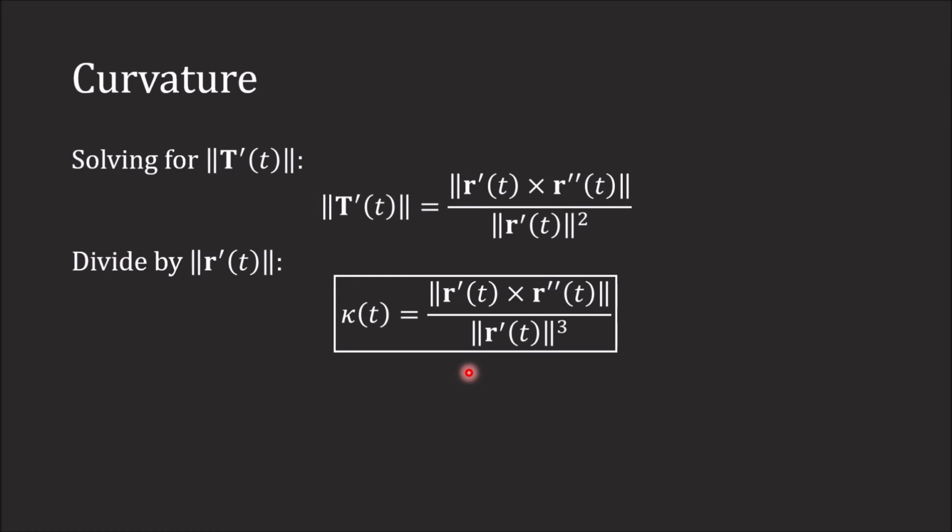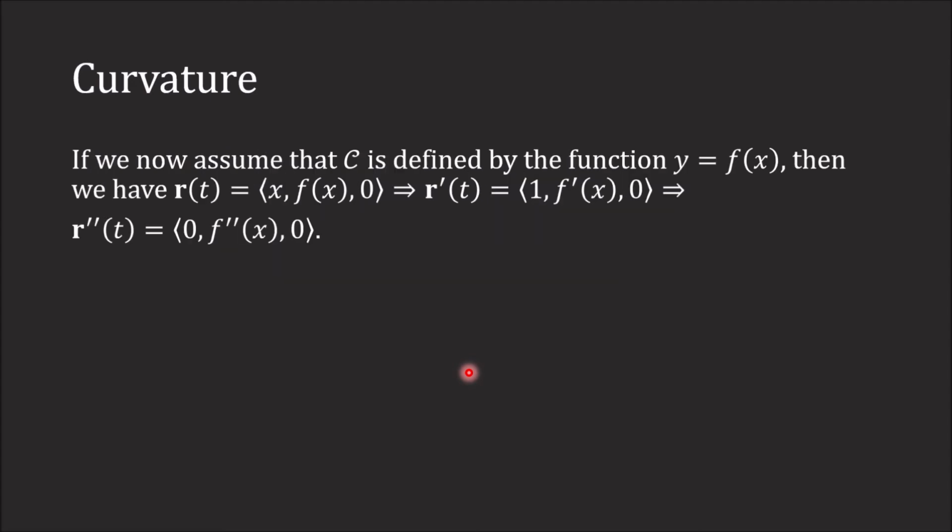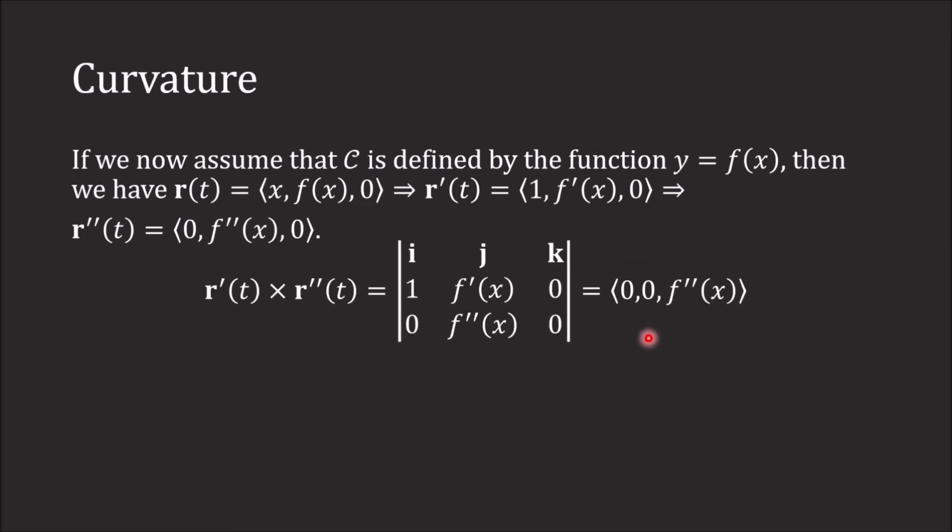Now what if we're given a curve that is not defined parametrically? That is, it is in the form of y equals f of x. Well, in that case, we can write it parametrically as x, f of x, 0. So r prime would be 1, f prime, 0. And r double prime would be 0, f double prime, 0. So now if we take the cross product of r prime and r double prime, we will get the vector 0, 0, f double prime.